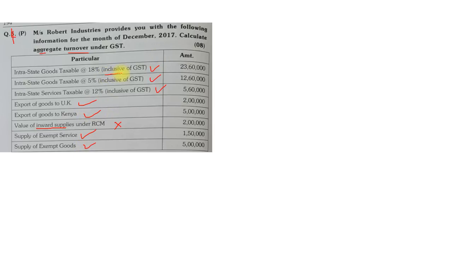Now the word is inclusive. Take the example of the first one, 23,60,000. It includes the tax of 18%. So if I take the base as 100, 18% is extra in it, so it is 118. So 100 is how much? That is what we need to find. So we are going to cross multiply and get those values. Whenever you have the word inclusive, it will always be cross multiplication.